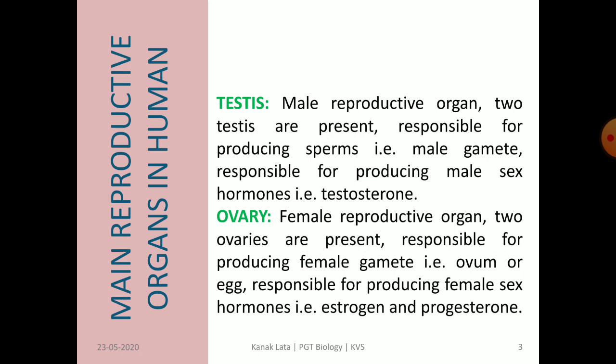Ovary is the female reproductive organ and also two in number. Ovary are responsible for producing female gametes, that is ovum or egg, and also female sex hormones, that is estrogen and progesterone.